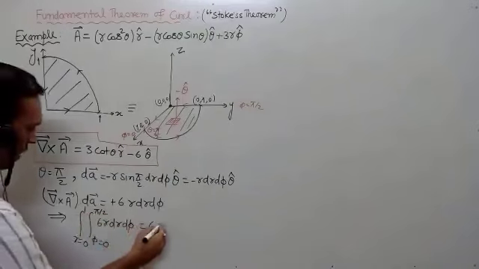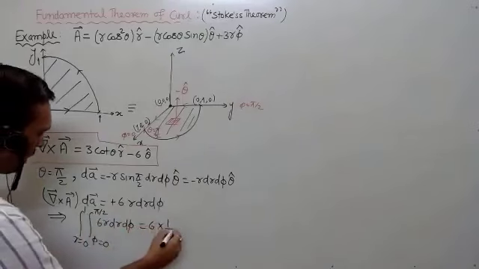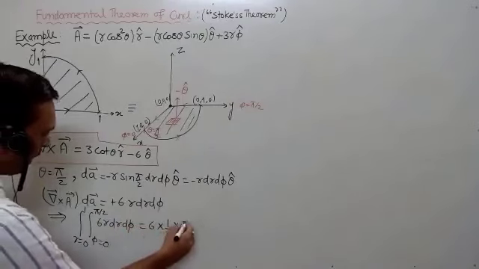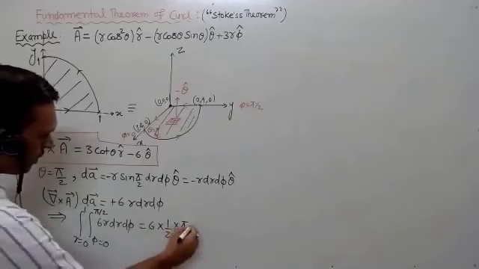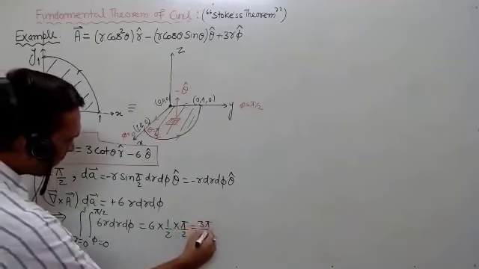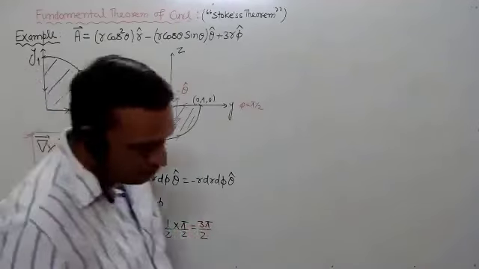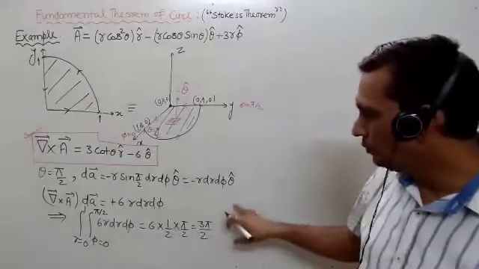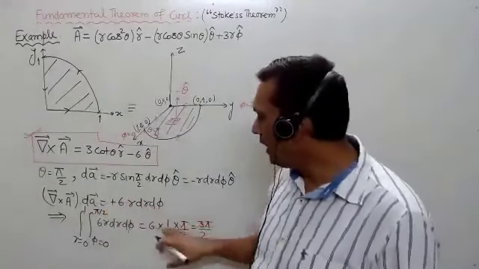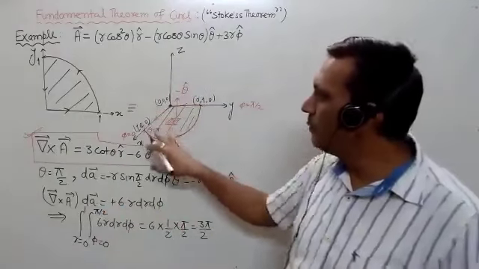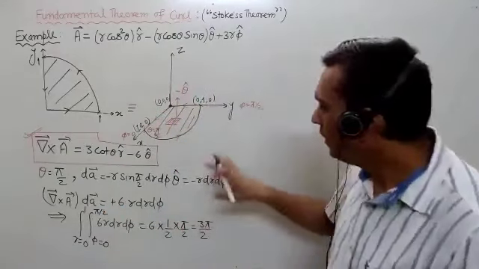So this will give you 6 r square by 2, and this will give you pi by 2. So that is 3 pi by 2. So this integral is 3 pi by 2. Del cross A dot dA over this surface is 3 pi by 2. Is it clear?